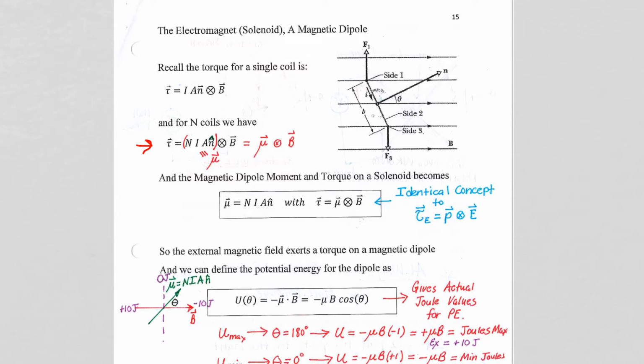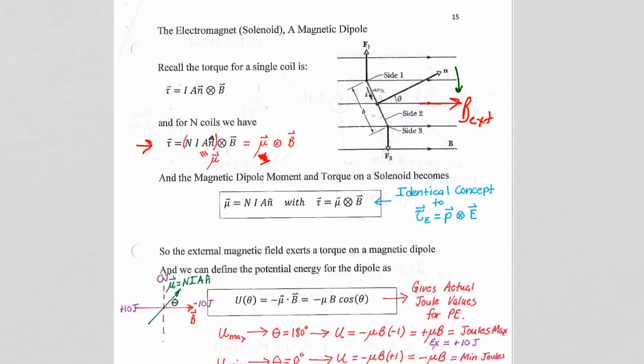Curl your fingers in the direction of the current through the coil. Stick your right hand thumb out. That's the N hat. And we saw the N hat vector wants to align itself with the external B field, based on NIA N hat cross B, giving the torque. And what we are doing is letting the NIA N hat equal the dipole moment vector.